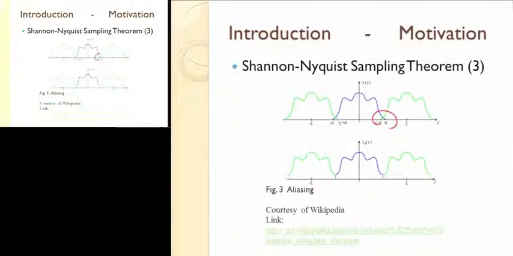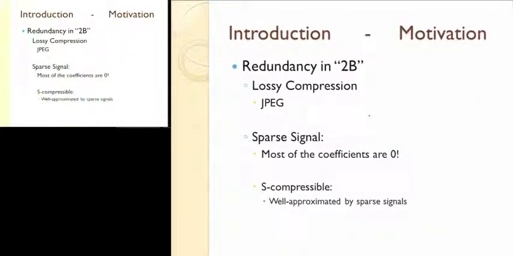So look at this overlapping part. That's the aliasing part, and that causes some error. So that's why we have to sample so fast. But the question is, do we always need to sample this fast? Here are some applications where this is actually redundant. The first one is lossy compression, and the example is JPEG.